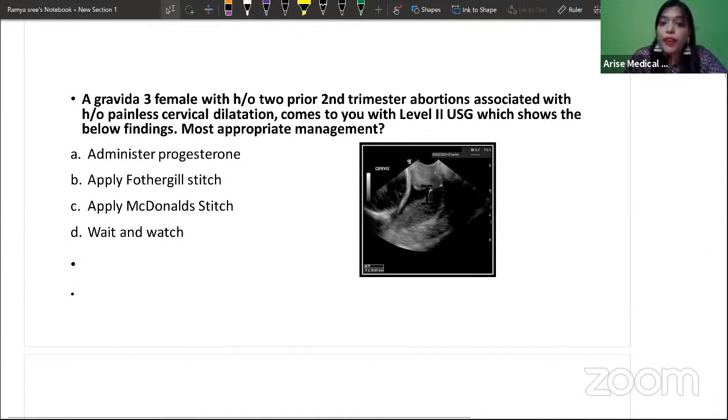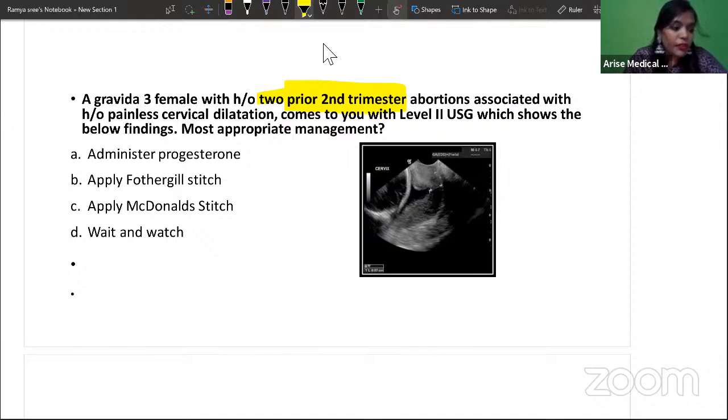Which was the below finding? What is the most appropriate management? So this is a history based question as well. You have a picture also, you have an image also to read along with that. So she is having 2 prior second trimester abortions. So when she has 2 prior second trimester abortions, that definitely tells us that she is having cervical... So what are you suspecting before anything?